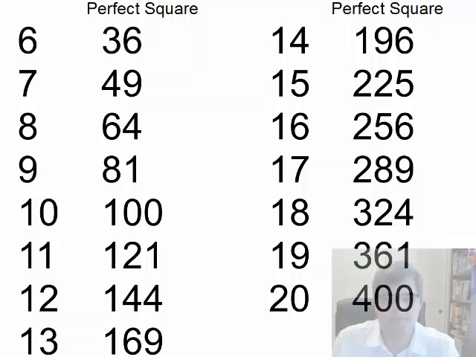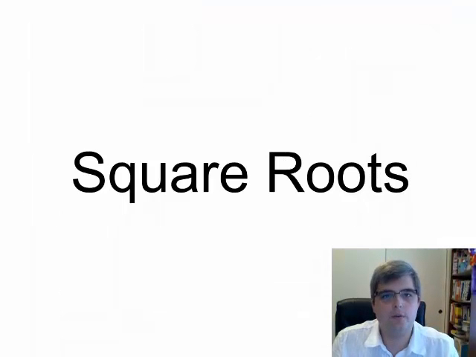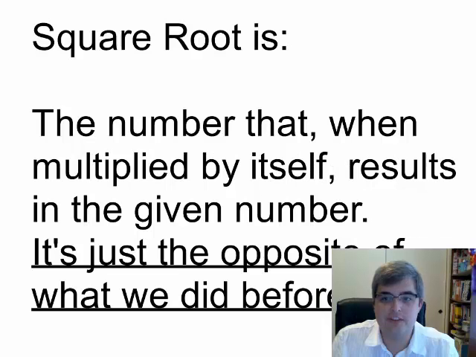Pretty simple, right? Well, that leads us into square roots. Okay. A root, that's a new word. Well, a square root is really just the opposite of what we just did. A square root is a number that, when multiplied by itself, results in the number we started with.